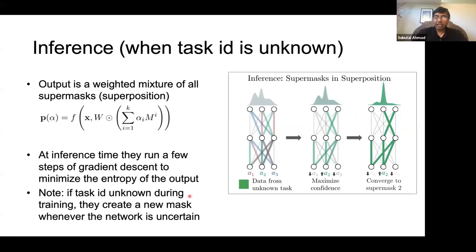They also consider the case where the task ID is unknown during training. Let's say you're training on a new example, and even after running a couple of steps of this gradient, your network is still somewhat uncertain, you don't get low enough entropy. Then they just instantiate a new mask and train it on that task. By doing that, they gradually create more and more masks based on this uncertainty metric.